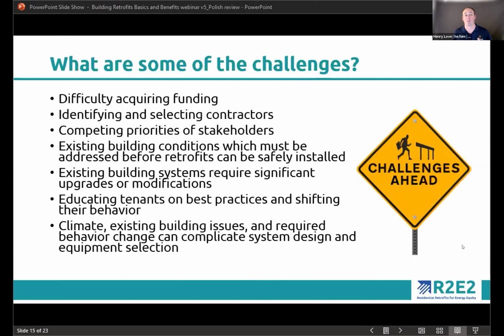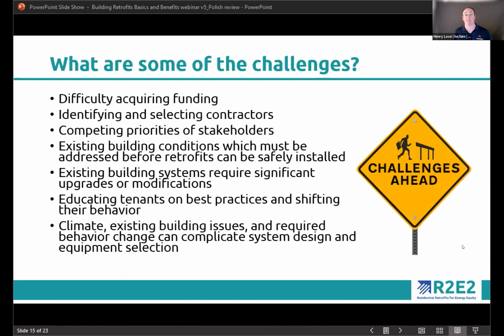Existing building systems may require significant upgrades or modifications. If it's a really old building with really old systems, it may not lend itself well to adopting some of the newer advanced technology, and that can cause some significant challenges or added costs.